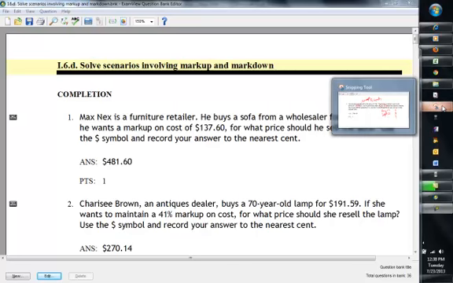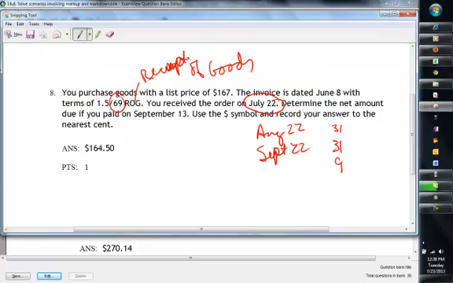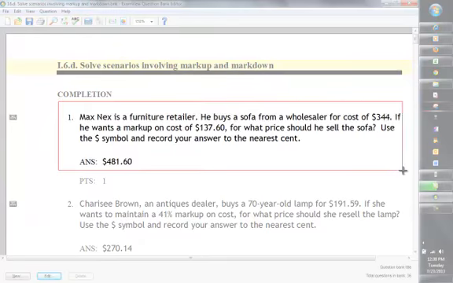The most important thing to remember about 1.6.d is that when you talk about markups and markdown, it's important to note what it's based on. Let's look at this first one.